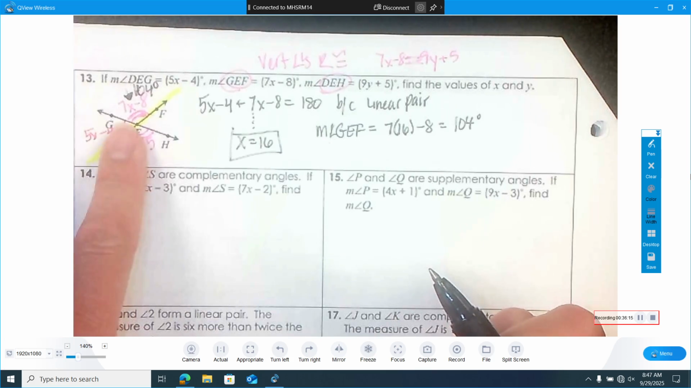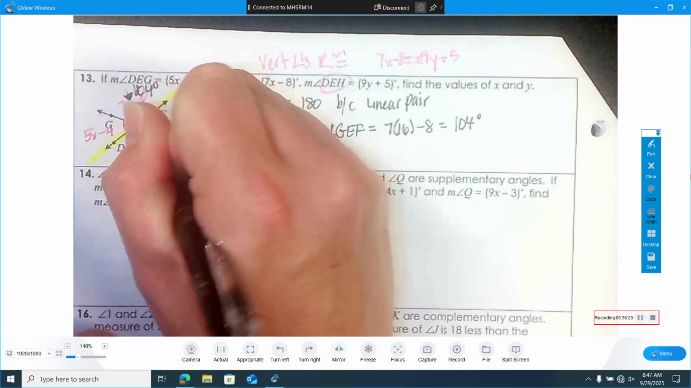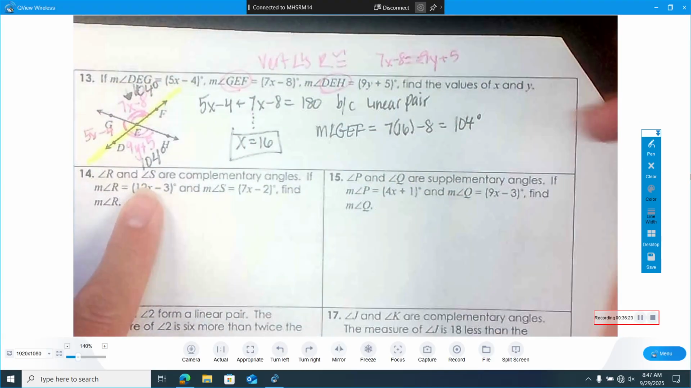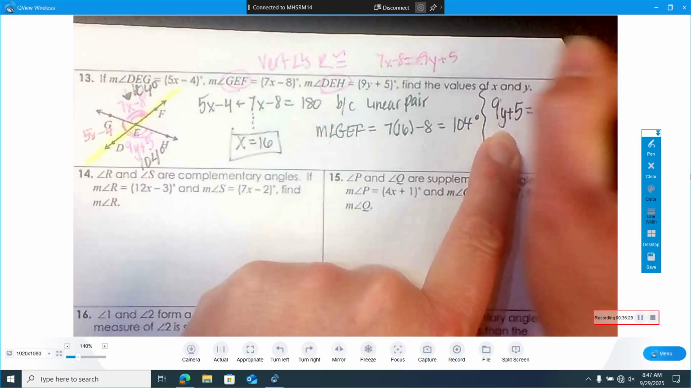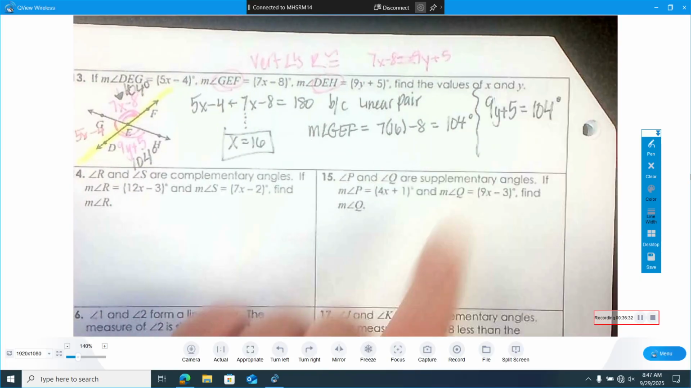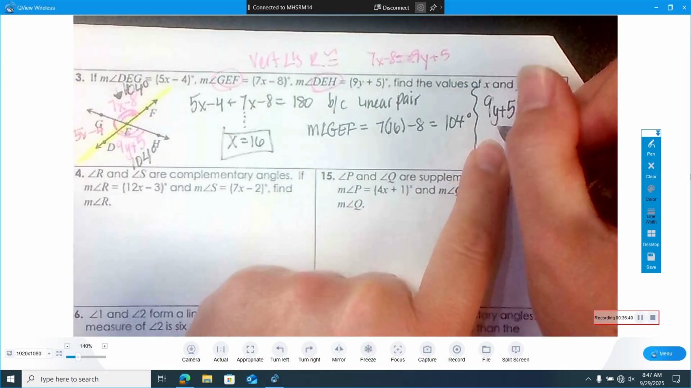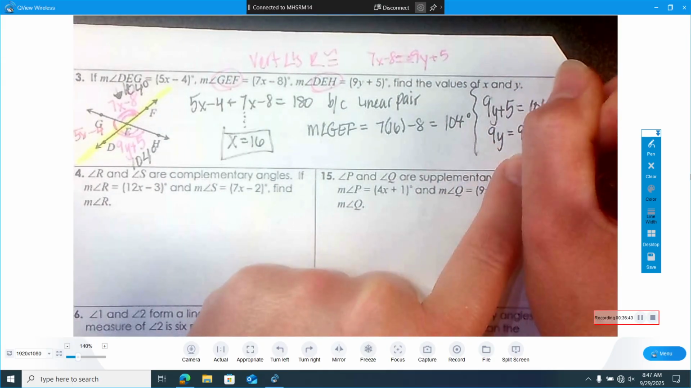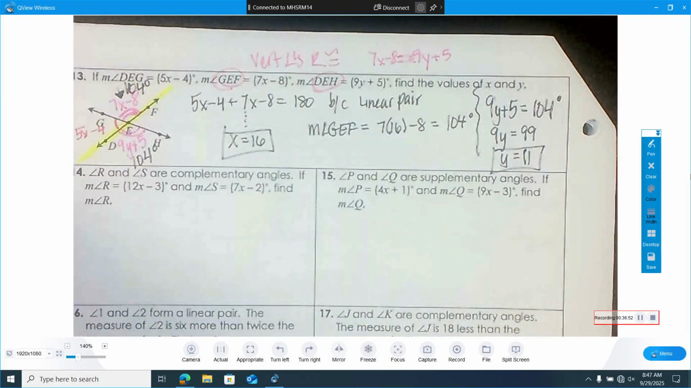So what's DEH? Also has to be 104 degrees because we know that they're vertical angles. So 9y plus 5 must equal 104 degrees. And that's going to allow us to do what? Solve for y. All right, so I'm going to subtract 5, and that is 99, which means y is going to equal 11. All right, so there's kind of a lot we had to go through to get there, but we did get there.